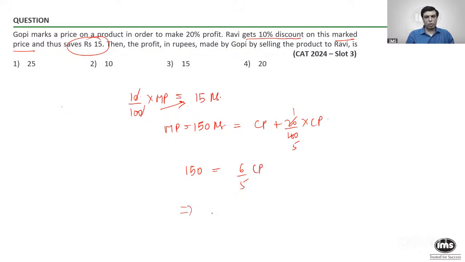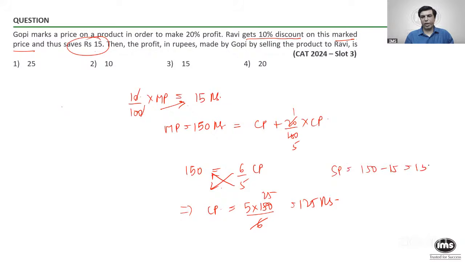So how much is the cost price for Gopi? Let's cross multiply: 5 into 150 by 6. That is nothing but 125 rupees. 125 rupees is the cost price. 150 rupees is the mark price, and he also offered a discount of 15 rupees. So his selling price is 150 minus 15, which is 135. 135 is the selling price and 125 is the cost price. How much is the profit for Gopi? It is 10 rupees. This is the third way of solving the same question.